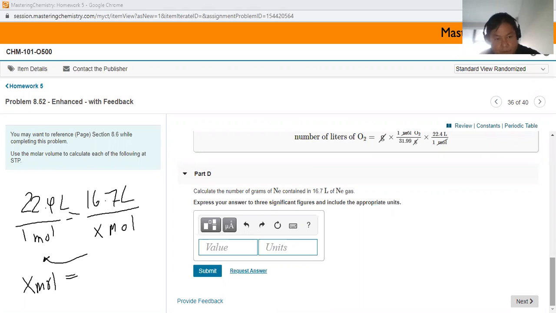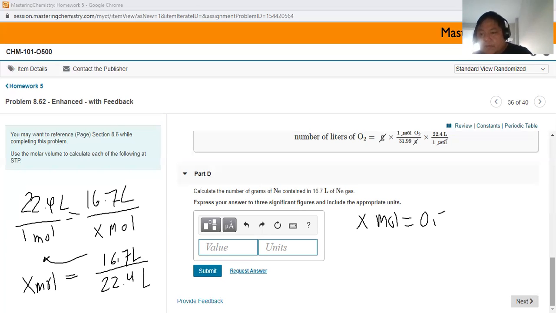equals 16.7 liters divided by 22.4 liter, right? My divided by 1 just cancels out. Because remember, any number divided by 1 is just itself. So I'm going to do this calculation. So I get 16.7 divided by 22.4. And I get that our X mole equals 0.745535. And like I said, I'm trying this out.